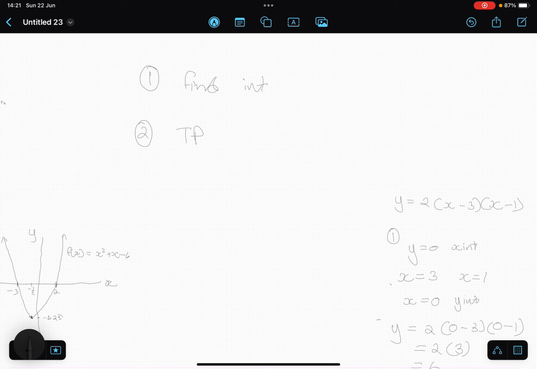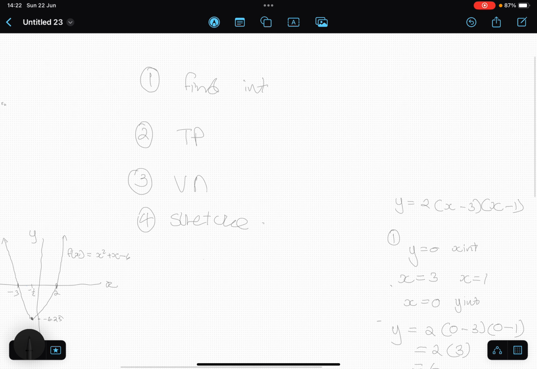Step 2, turning point. If you've been given the function in that form, you're going to use the turning point formula. If you're given the turning point in the way the function is written out, you can also get it from there. Then step 3 is sad face or happy, and step 4 you will sketch. I hope that helps. Try and do it step by step by step. Try and keep it methodical and see how you go.